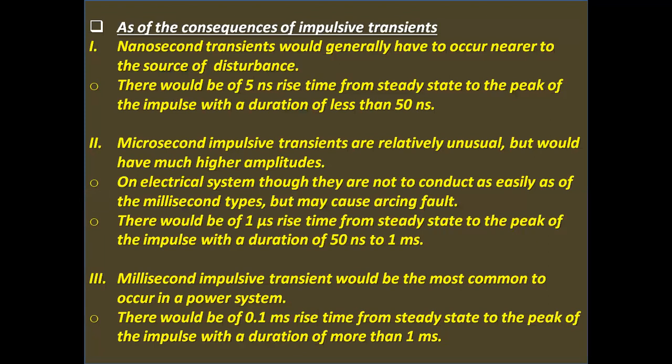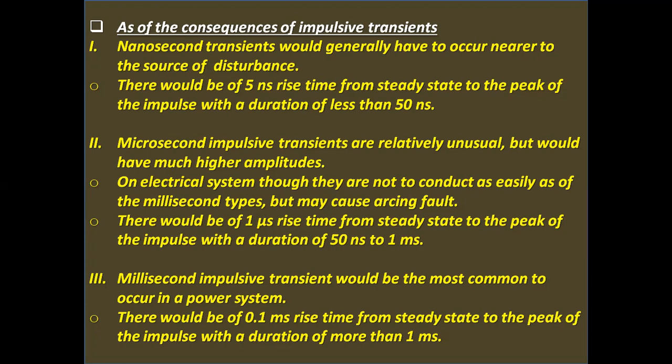As of the consequences of impulsive transients, number one, nanosecond transients would generally occur nearer to the source of disturbance. There would be a 5 nanosecond rise time from steady state to the peak of the impulse with a duration of less than 50 nanosecond.